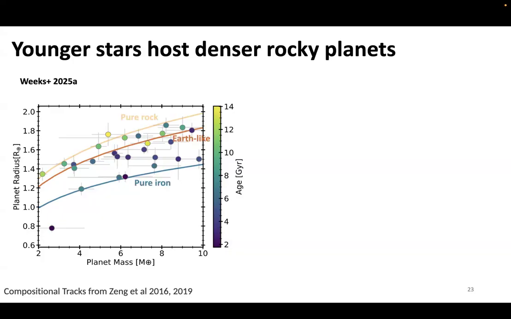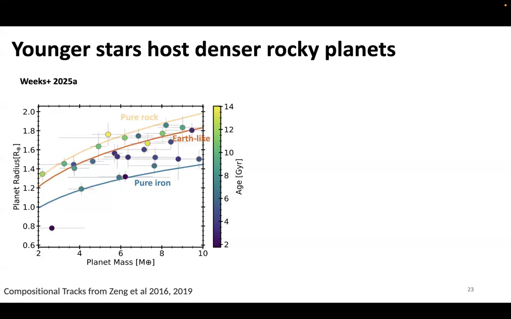The top compositional track describes planets that are basically pure rock, so they don't really have a dense core at all in that model. The bottom line is like a pure iron, fully core-based planet, and then in the middle is an Earth-like model, which is in between. And you can see that planets that seem to be more dense than the Earth, so underneath that line, look like they orbit stars that are younger than the planets that are above that line.